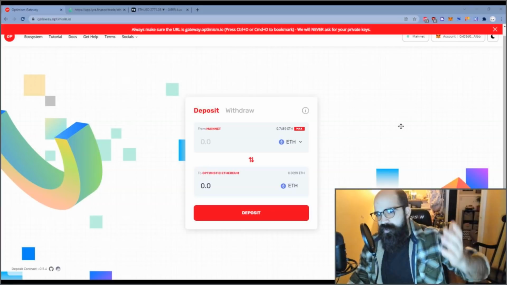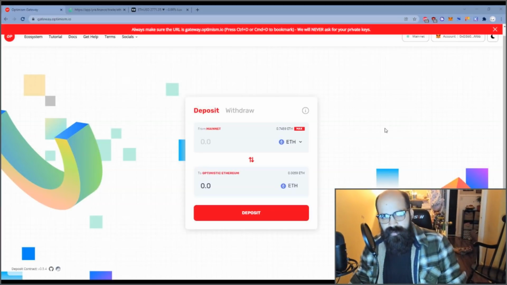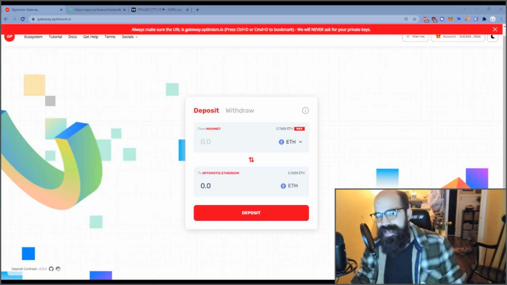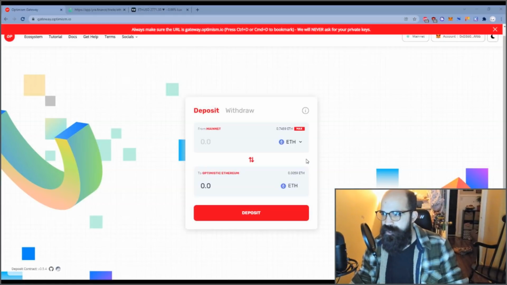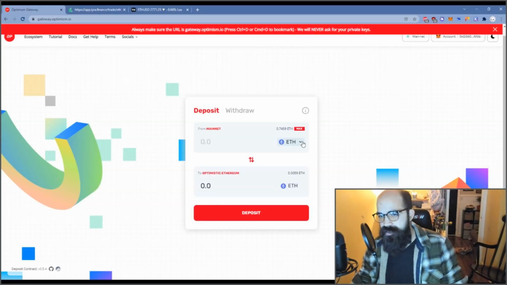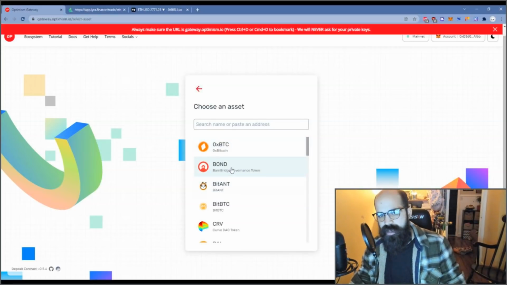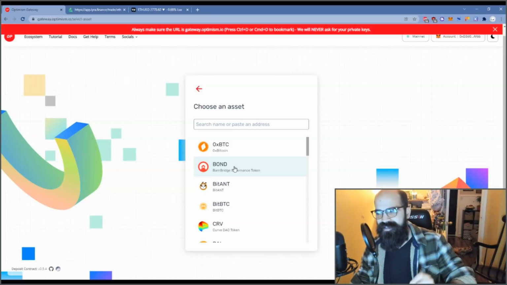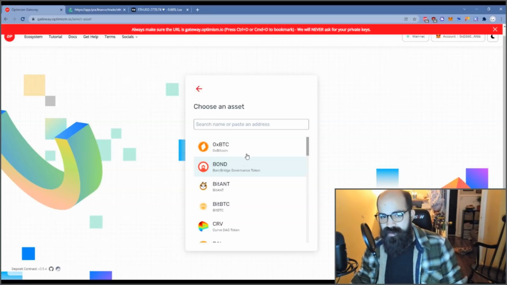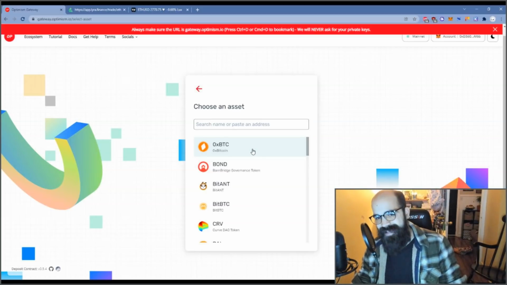Getting onto the Optimism blockchain is actually pretty simple. Just go to gateway.optimism.io, and then you can bridge whatever assets you want from the Ethereum chain to the optimistic Ethereum chain. The default is Ethereum. That's what I bridged when I first bridged my assets over. I believe when I did it, you could only bridge Ethereum over, but now it appears there are various assets you can bridge over, which is fantastic, in my opinion, for this chain.